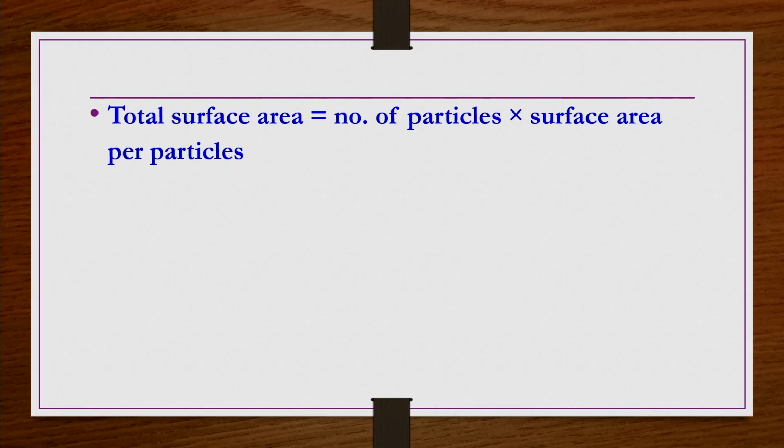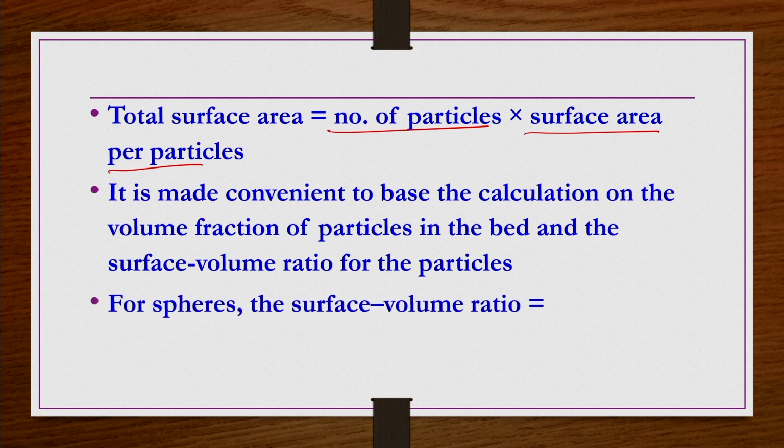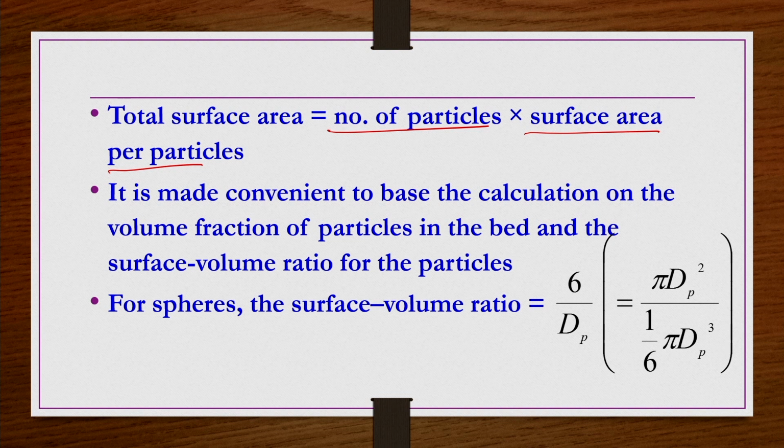So this is what we are going to do now for developing this expression for the pressure drop. Total surface area of the bed should be surface area per particle multiplied by total number of particles, that we should do. Then it is made convenient to base the calculation on the volume fraction of particles in the bed and the surface volume ratio for the particles. Why? Because if you take surface volume ratio of the particle, then you can also bring in the information of sphericity. If you bring in the information of sphericity in equations, that means you can also use those equations for irregular particles.